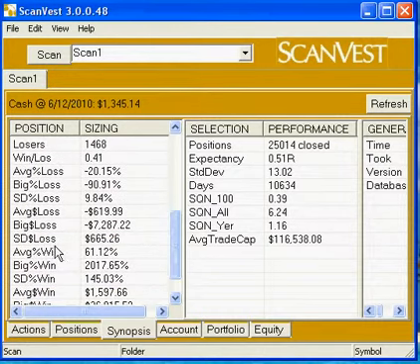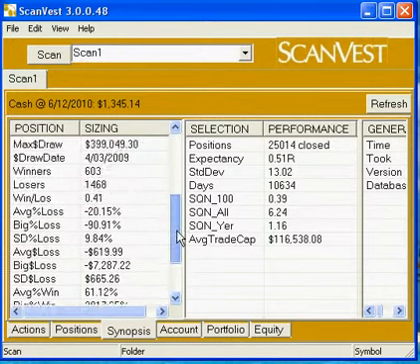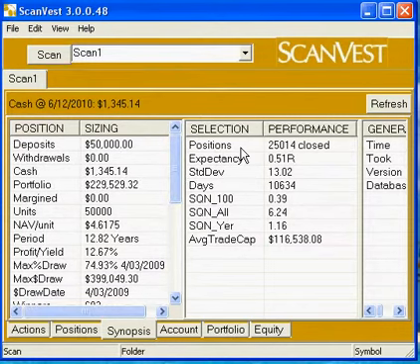We can also see the number of positions that have been currently closed is just over 25,000. Our expectancy is 0.51 based on risk, and our standard deviation on this is 13.02. SQN 100 is 0.39, it's very low, and the average trade capital is $116,538. For SQN, system quality number, you need to refer to Van Tharp's SQN.